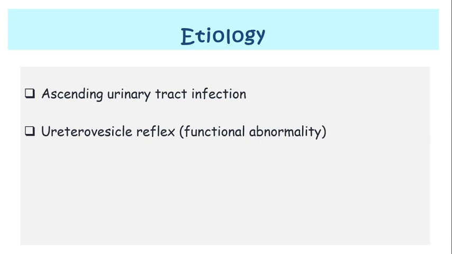So here what happens is, normally the urine has to flow from above downwards, that is from the kidneys to the ureters, from the ureters to the urinary bladder, and from there along the urethra, the urine will pass out. But in ureterovesical reflux, there is backflow of urine from the ureter upwards. So it's a functional abnormality, and this also can cause infection to progress from the ureter upwards until the kidney and cause infection in the kidney.